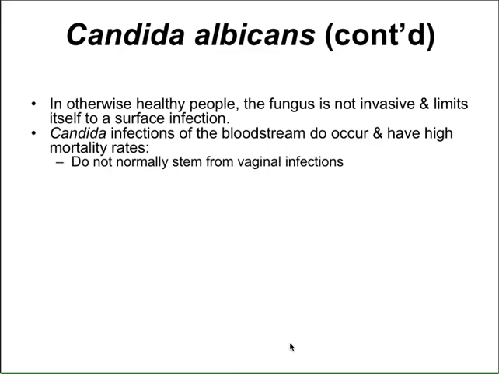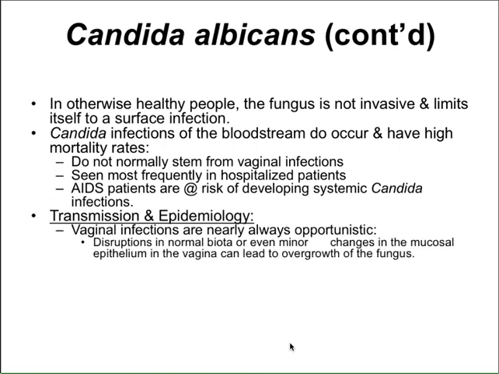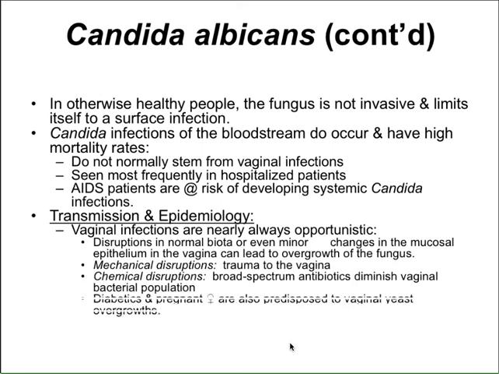In otherwise healthy people, the fungus is not invasive. Candida infections in the blood can occur, and they're usually lethal when they do. They don't normally stem from vaginal infections, and they're seen frequently in clinical environments. AIDS patients are at risk for systemic candida because of the suppression of normal immune function. Vaginal infections are almost always opportunistic. Disruptions in normal biota or tiny changes in mucosal epithelia in the vagina can lead to overgrowth of the fungus.